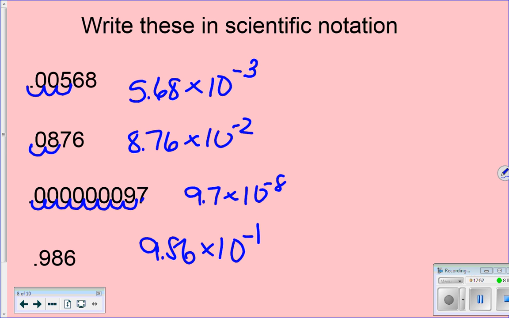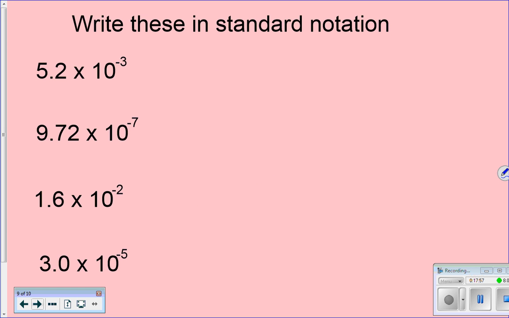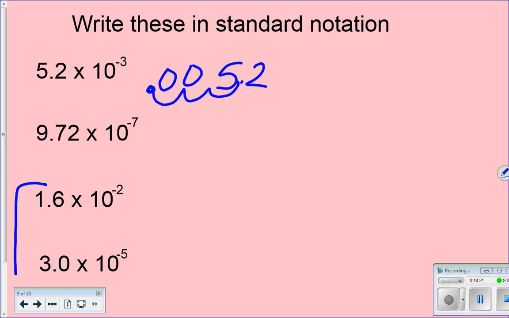So far, so good? Let me see if I got any more slides. We're probably going to go the other way here. Oh, yeah, the other way. So now we're going to take scientific and go to standard, but I got a negative exponent this time, so I would do the same thing. I would write the first 2, and I'm going to move 3 to what way? Left. 1, 2, 3. That's my decimal. There are my zeros. Do you want to try a few yourself? Why don't you do the bottom 2 yourself?